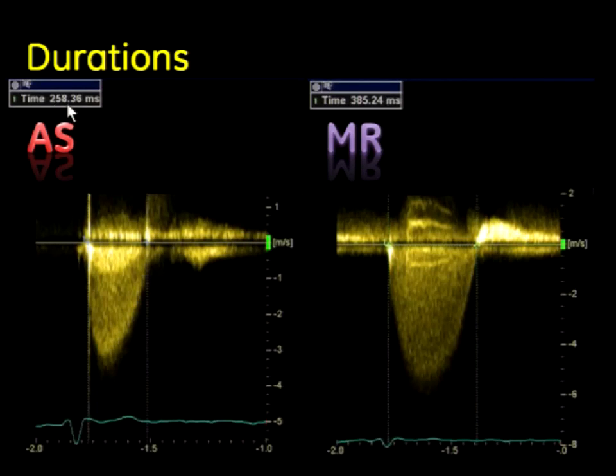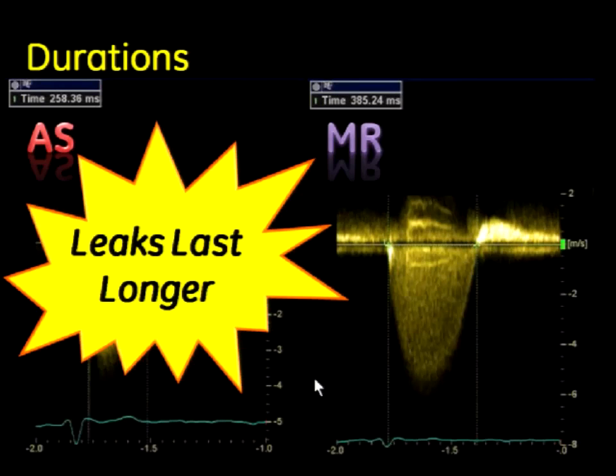This is 258 and 385. So remember that the mitral regurgitation signal will always be longer than the aortic stenosis signal. And I'll just borrow this quote that I heard Peggy Knowles say yesterday: remember, leaks last longer. I thought that was a good thing to remember, to help you remember that.